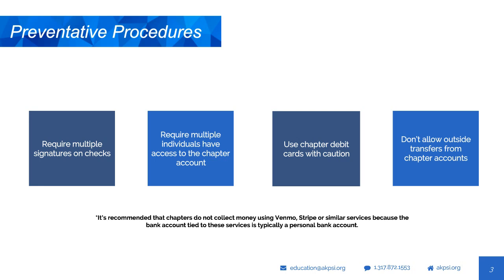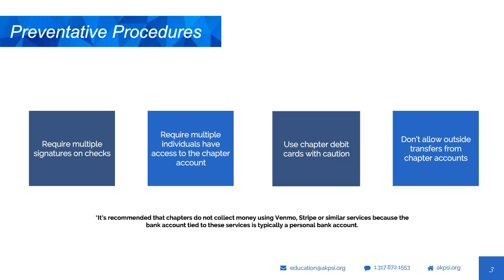If your chapter uses a chapter debit card, review the fraternity's debit card best practices available on the website. If you can, set up your account to prohibit debit card and ATM withdrawals. Also, be sure that multiple individuals regularly review your account and the chapter has a third-party audit conducted annually.